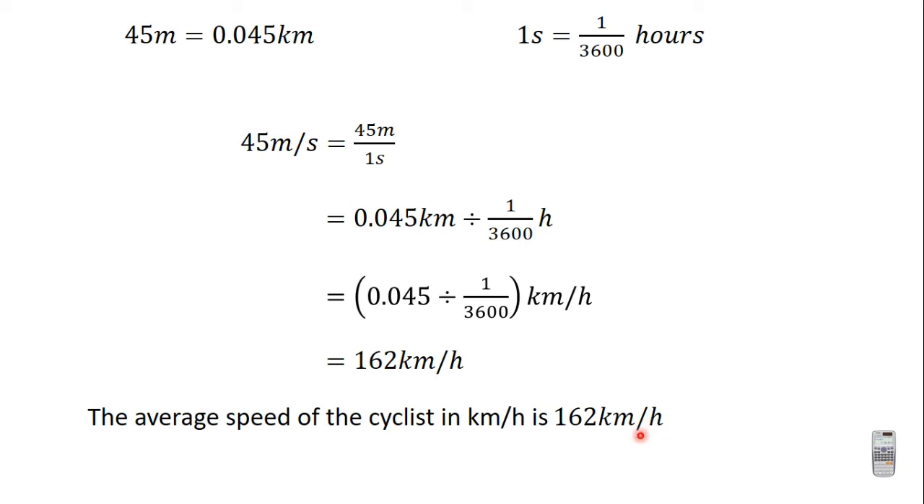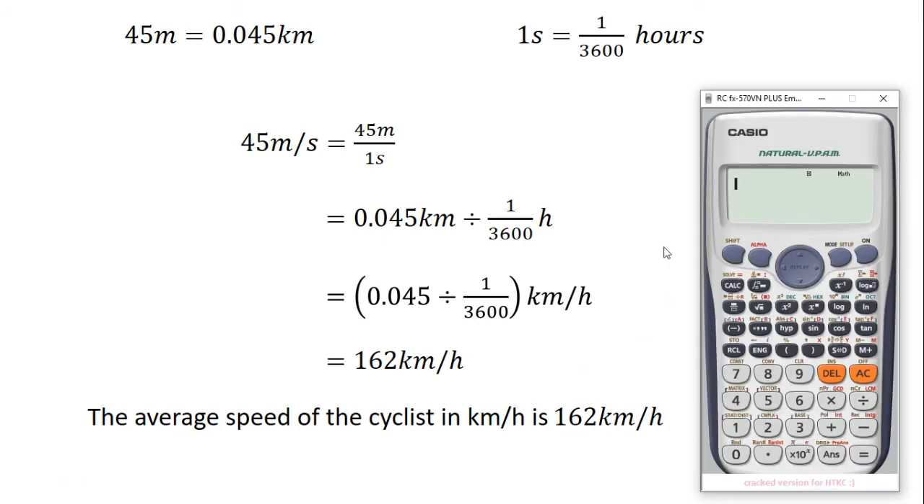We can use our calculator to convert speed from meters per second to kilometers per hour. I'm going to show you how to do that. So first, switch on your calculator. We want to convert 45 meters per second to kilometers per hour. So first you enter 45 on your calculator.